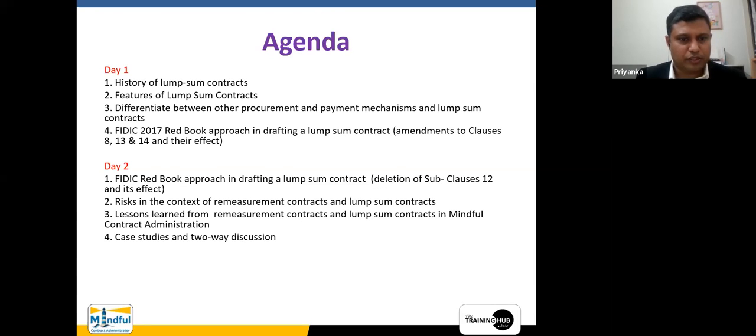And then the risks in the context of remeasurement contracts and lump sum contracts will be discussed, right? The aspect of risk is of utmost importance in order for us to understand that as well. Then the lessons learned from remeasurement contracts and lump sum contracts in mindful contract administration. So there are things like when we are doing a cost value reconciliation, how we address it in a lump sum contract and how we address it in a remeasurement contract.